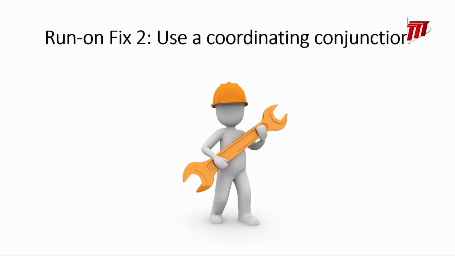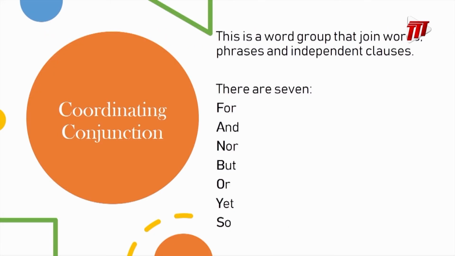And so we're going to the next fix, which is a little bit more complicated, but you can handle it. It's by using a coordinating conjunction. So what is a coordinating conjunction? It's really a word group that joins words. You know that conjunctions join words, right? They join words, they join phrases, and they can also join independent clauses. It's easy to remember the coordinating conjunctions because there are only seven of them. For, and, nor, but, or, yet, so. I'll say that again. For, and, nor, but, or, yet, so.